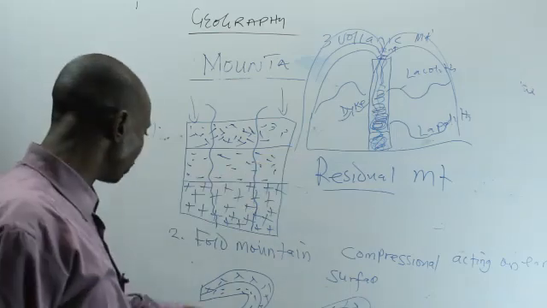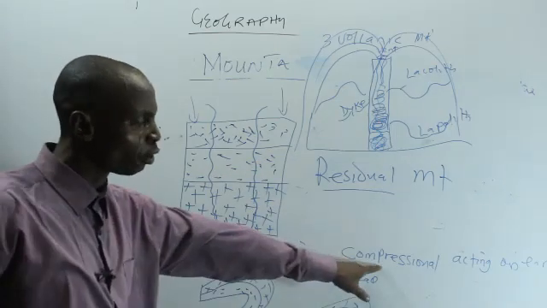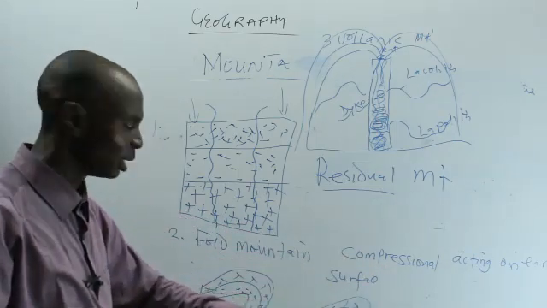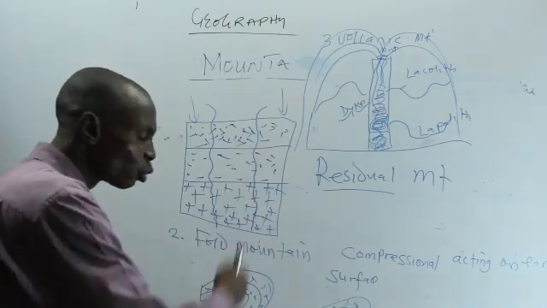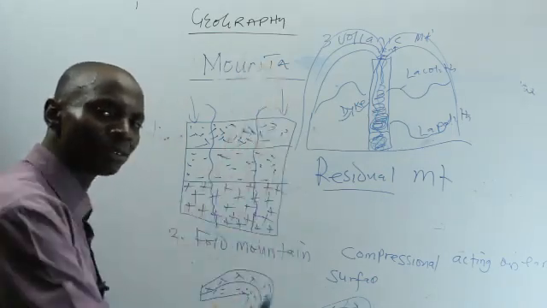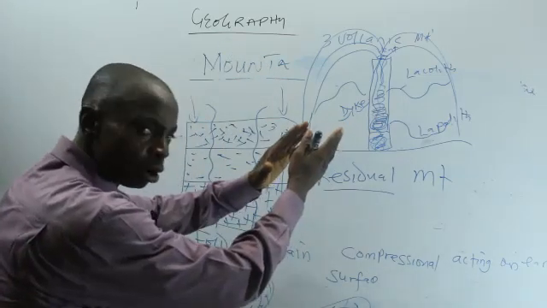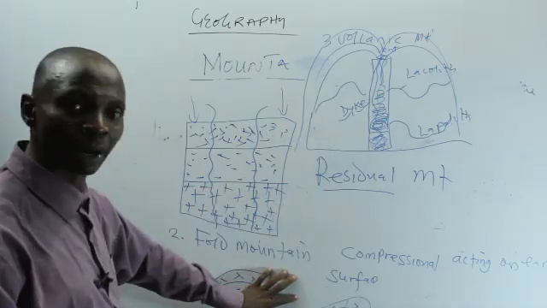Then we talk about fold mountain, is as a result of compressional force acting on the earth surface. So it will now wrinkle. There is what we call the rolling topography, up and down surface of the earth. The one that upthrust can form the height of a mountain.